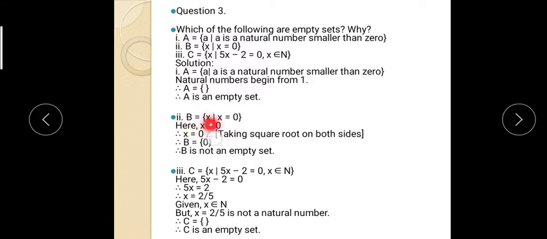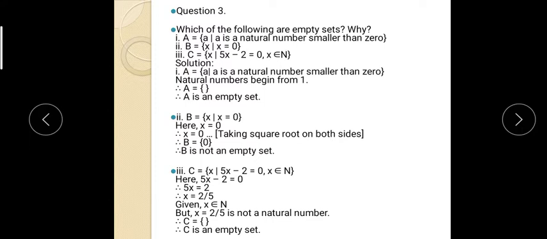Now B. Set B is a set of all x such that x squared is equal to 0. So x squared is 0, taking the square root of both sides, you will get x is equal to 0. So 0 is one element present in the set B, and therefore B is not an empty set.